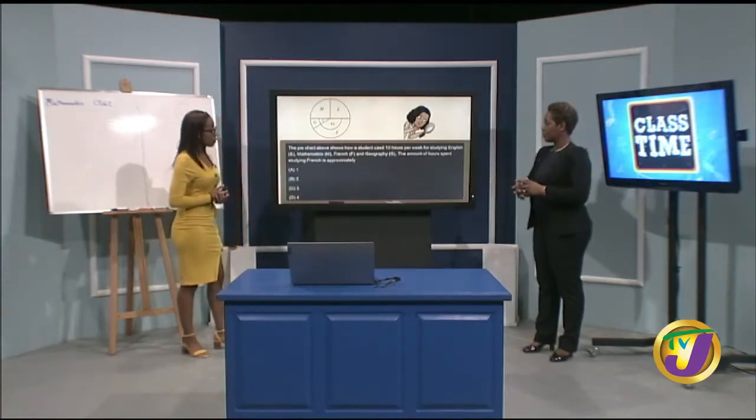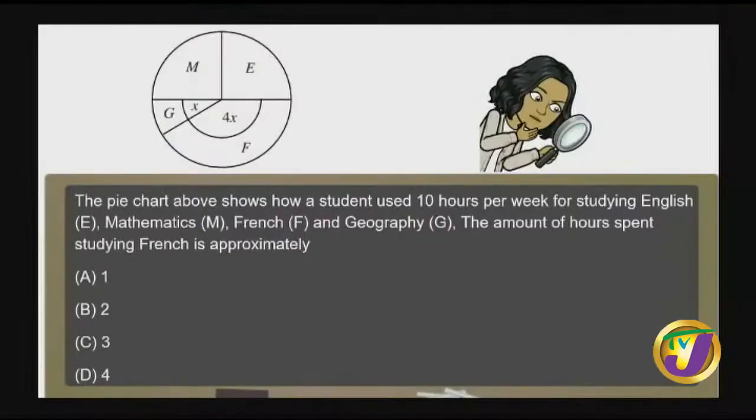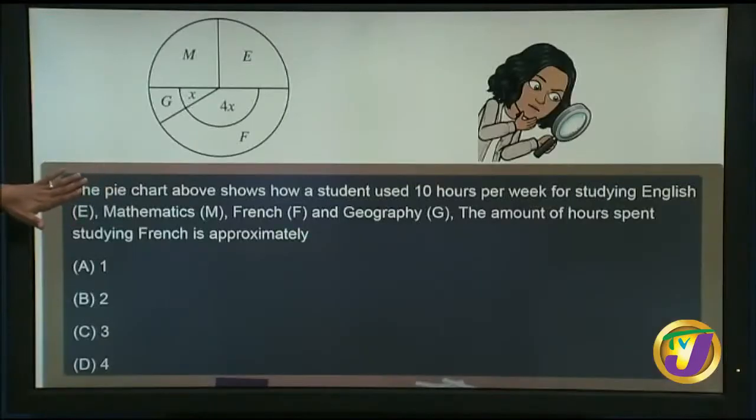The pie chart above shows how a student used 10 hours per week for studying English, math, French, and geography. The amount of hours spent studying French is approximately, so we know that all 4 subjects represent 10 hours. So what can we know? We can look at our pie chart here and say, all right, math plus English is what? 5 hours, half of the time. Great. So we know that math and English is 5 hours. So in looking now at geography and French, we would have 5 hours left for those 2.